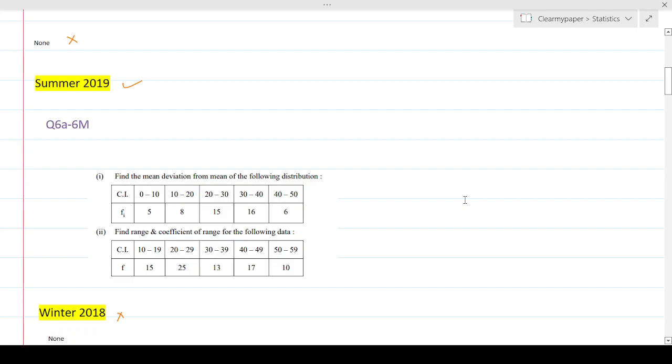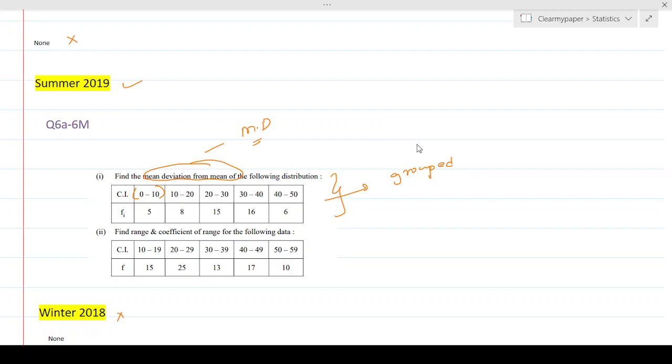And interestingly enough, there are two sub questions here. This is the mean deviation from the mean. This is how they'll word it in the exam: find the mean deviation from the mean. That means it's just simple mean deviation, not to get confused. And this problem, if you see, is group data, because we have class intervals and numbers in a range like 0 to 10 and so on.